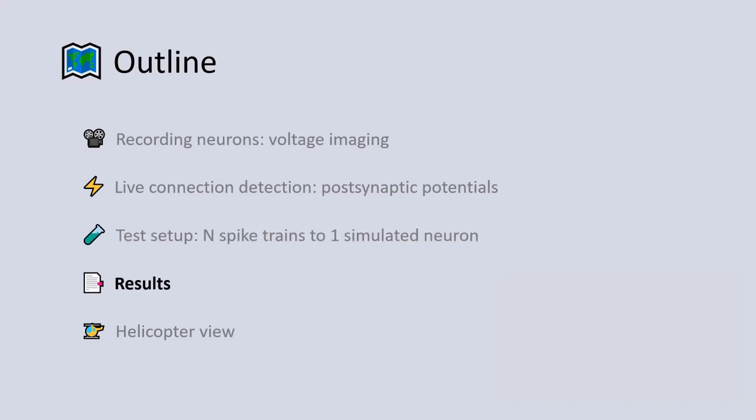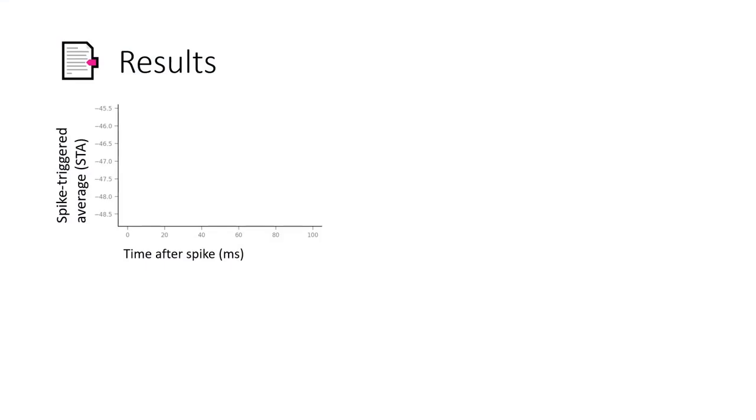So what do these spike triggered averages actually look like? Again, because it's an average window, the time is now relative to the presynaptic spike, or the supposedly presynaptic spike. And if the neurons are connected, we get signals that look like this, which is indeed reminiscent of a postsynaptic potential. Now, how can we quantify the probability that this spike train is connected based on just this signal?